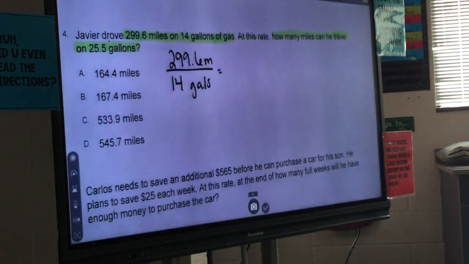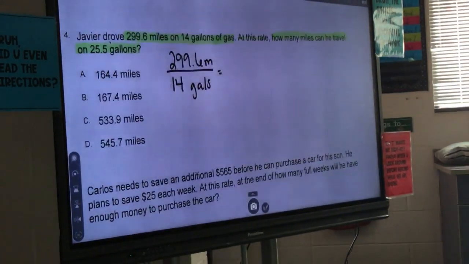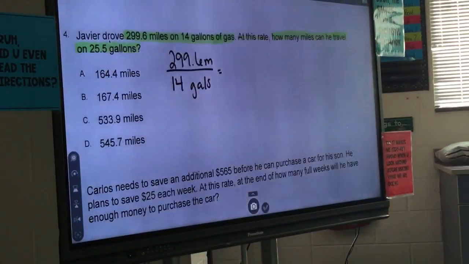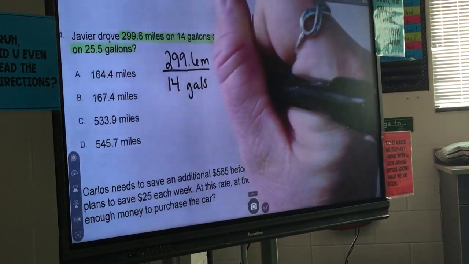Real quick, is this a unit rate question? Yes or no? Technically, do we have to find the unit rate? No, you don't technically have to find the unit rate. It makes it a lot easier, but it does add that extra step in. All right, so continue, Gracie.